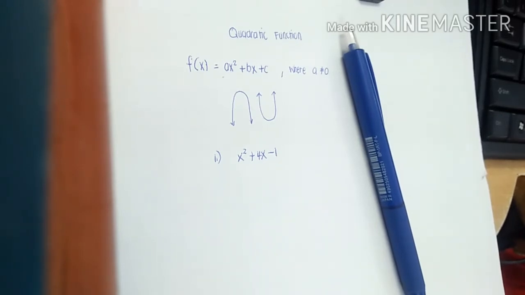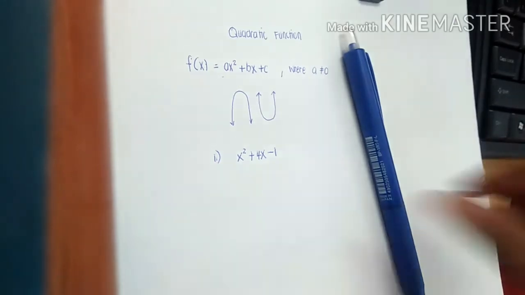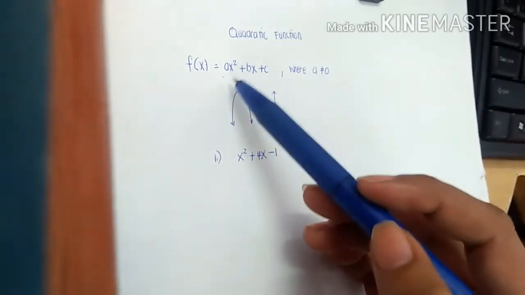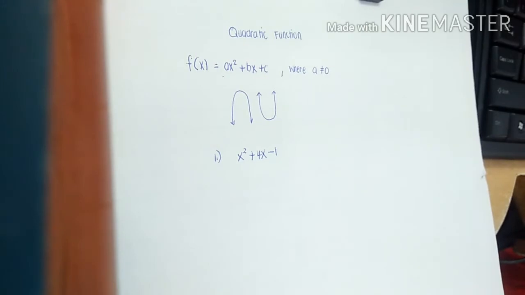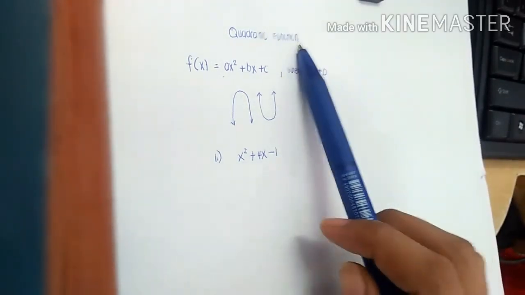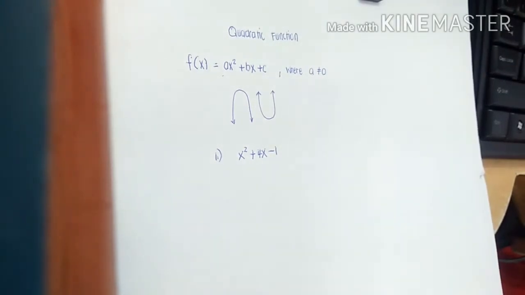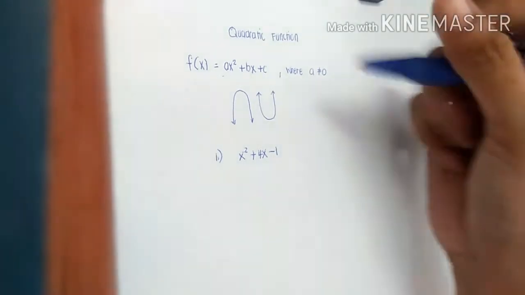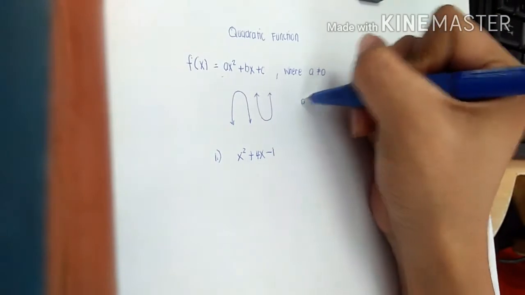So what is a quadratic function? A quadratic function can be written in the standard form ax squared plus bx plus c, where a is not equal to 0, because if a is 0, it is no longer a quadratic one. The graph of a quadratic function is a curve called a parabola. Okay?